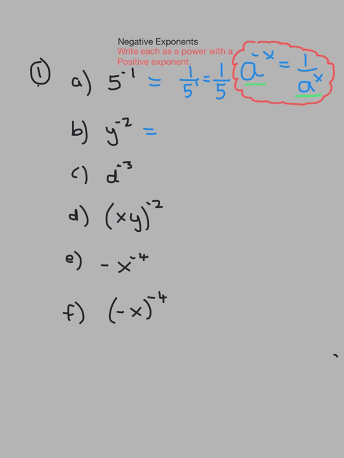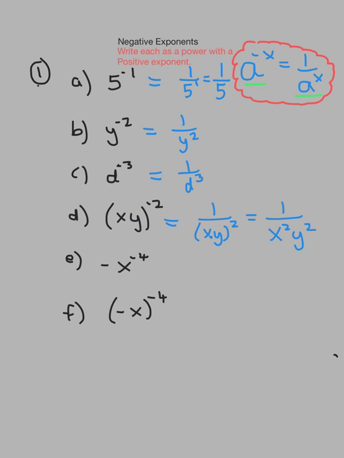Y to the negative 2 will be 1 over y squared, and it stays like that. D to the negative 3 will be 1 over d to the 3. This one, we can do it in two ways actually. We could do it as 1 over xy to the positive 2, and then we have the law of exponents that says we can multiply this 2 inside to each of the x and the y, so it becomes 1 over x squared y squared.